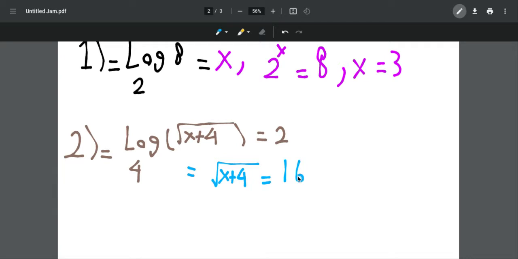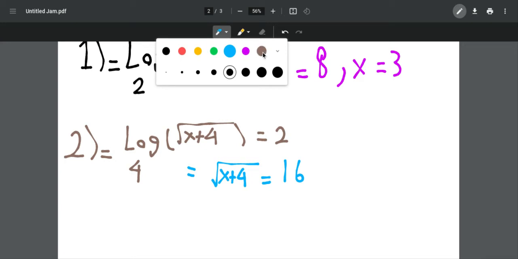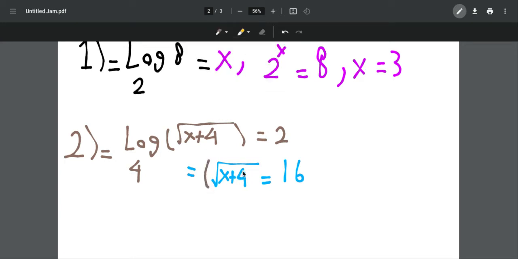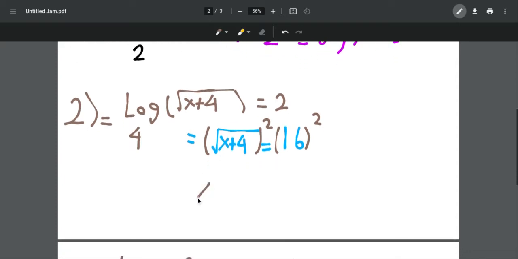So now, because we have a square root, for solving a square root equation we should always raise both sides to the second power. When we raise both sides to the second power, we see that the square root nicely cancels. The square root sign cancels, and we're just left with x plus 4 is equal to 16 squared, which is just 256.